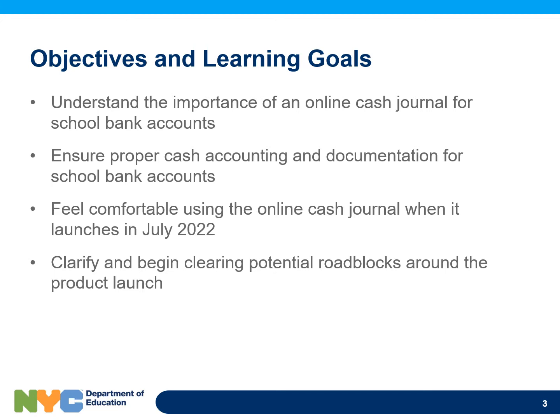The first objective is to understand the importance of an online cash journal for school bank accounts. The second objective is to ensure proper cash accounting and documentation for school bank accounts. To elaborate on this second objective, proper cash accounting ensures that you know how much money you have to spend and what is owed. Bank account reconciliations in turn ensure that the cash you think you have on your books is what you actually have in your bank account.